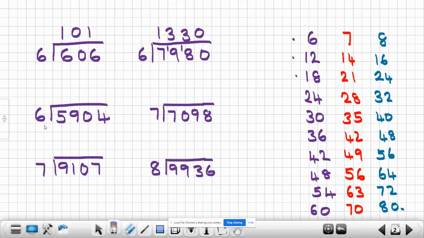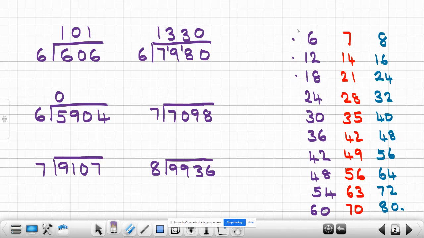This time we're going to do 5,904 divided by 6. 6 into 5, no, we cannot get a whole 6 out of 5. And if you want to, put a 0 there just to say you've dealt with that place value. And we're now going to use that 5 and put it in front of that 9 to make 59. And now we've got to say how many 6s in 59.